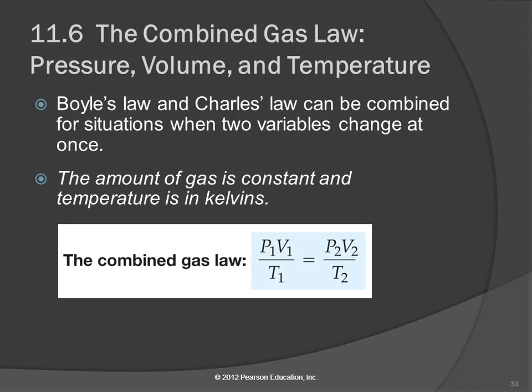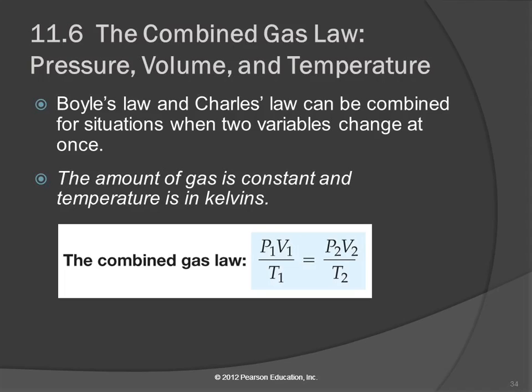So we've talked about Boyle's law and Charles' law. We can actually combine these two together in what we call, very creatively, the combined gas law. This relates pressure, volume, and temperature. So in this, we're assuming that the amount of gas is constant, which is pretty reasonable.